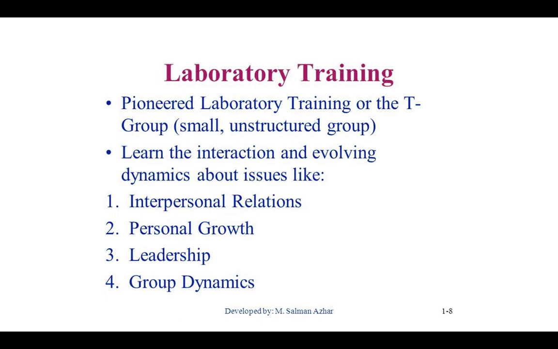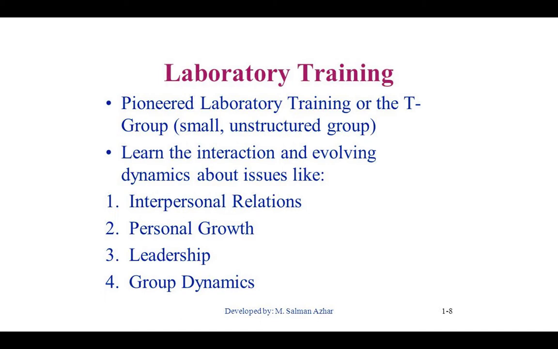The interactions and learnings that come out of it relate to four factors which are independent in themselves, and very big in themselves. These four are interpersonal relations. We are more concerned about today's organizations and their complex nature, and we know that individuals are complex in nature. So for understanding interpersonal relations, laboratory training could be one of the best methods to understand each other's interpersonal relations or to make employees understand about it. Like that, we have personal growth, leadership, and even group dynamics.